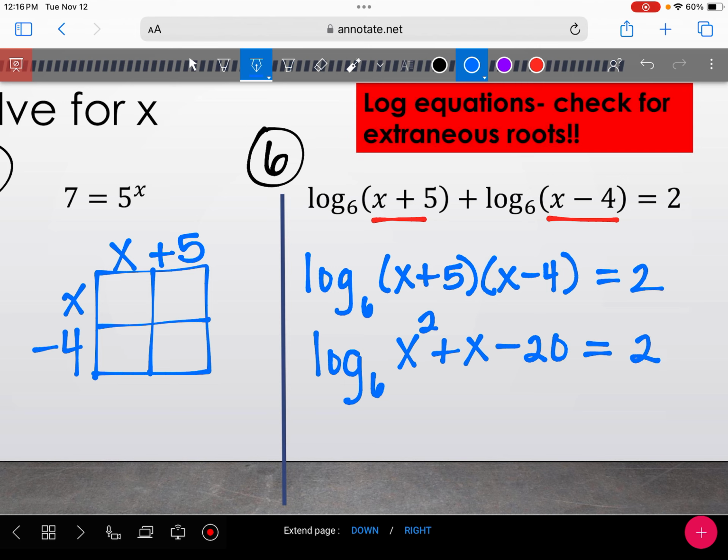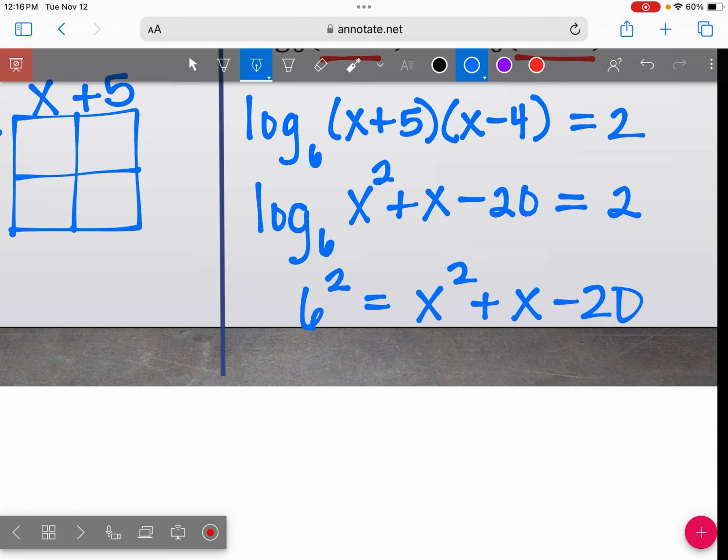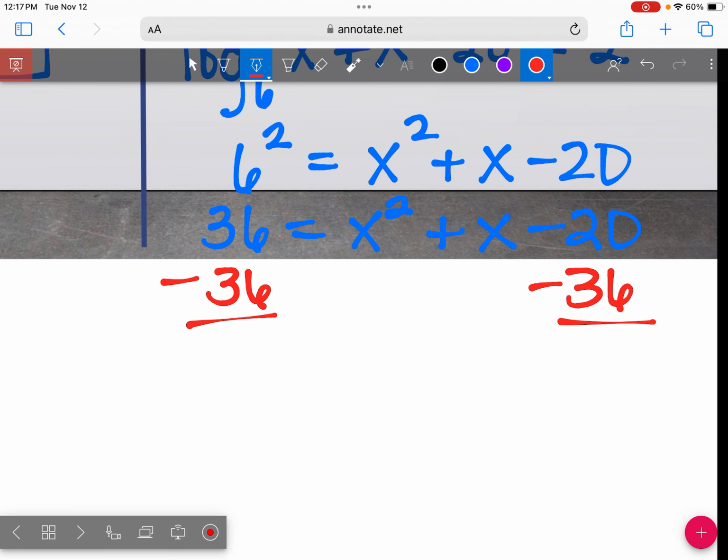Okay, who got that x squared plus x minus 20? Now what do we have to do? Yeah, we have to put it in exponential form. So that would be 6 to the power of 2 equals x squared plus x minus 20, which is 36. So we can subtract that 36 from both sides. And we get 0 equals x squared plus x minus 56.